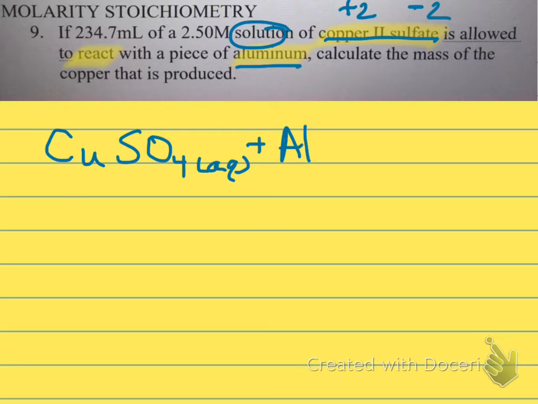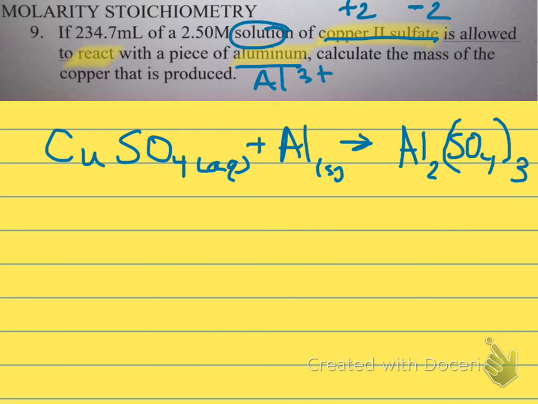Now we know that this is aluminum metal, so that's a solid. And what will it form? Well, aluminum is a metal and copper is a metal, so they're going to swap places. But I want you to remember that aluminum always has a +3 charge. So sulfate has a -2 charge. So our products are going to be aluminum sulfate, but we need to balance those charges. So if aluminum is +3 and sulfate is -2, we need 2 aluminums and 3 sulfates.